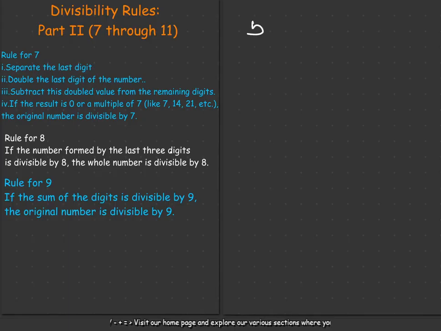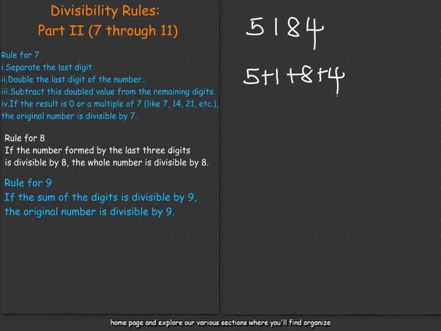If we have the number 5,184, and we want to determine whether or not it is divisible by what? 9. So we add 5 to 1. 5 plus 1 gives us 6. Then 6 plus 8 gives us 14. Then 14 plus 4 gives us 18. You see, so that is 5 plus 1 plus 8 plus 4. You are adding up the digits. 5 plus 1 plus 8 plus 4 gives us 18.